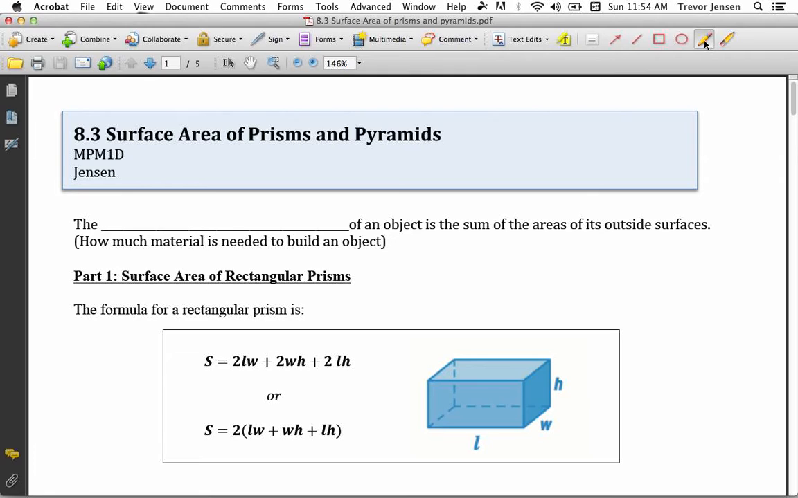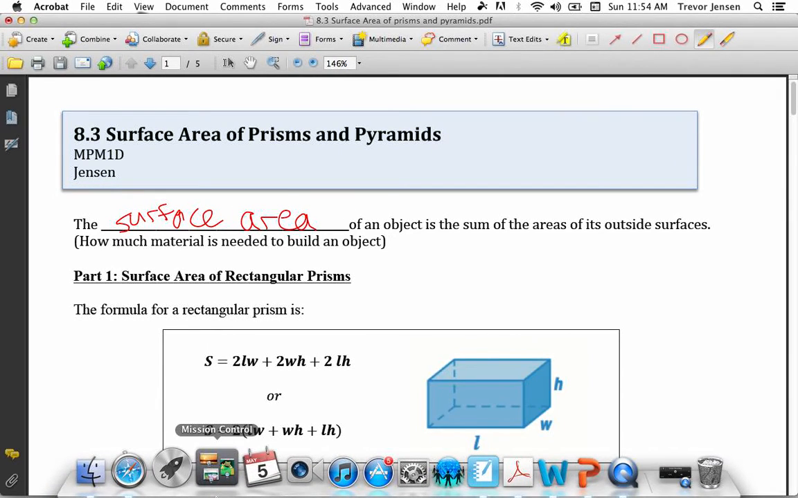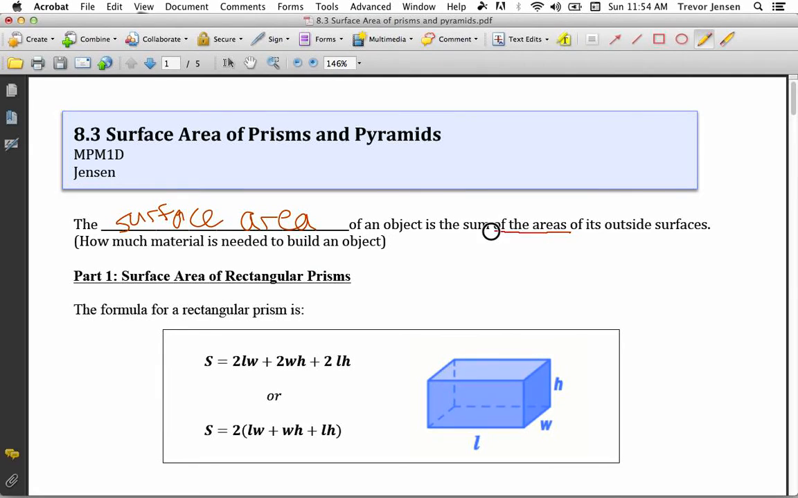Okay, well, what is the surface area of a prism or pyramid? Surface area of an object is the sum of the areas of its outside surfaces. So to find the surface area of an object, you need to find the area of each of the sides of that object and add them together. Another way to think about it is how much material is needed to build an object.